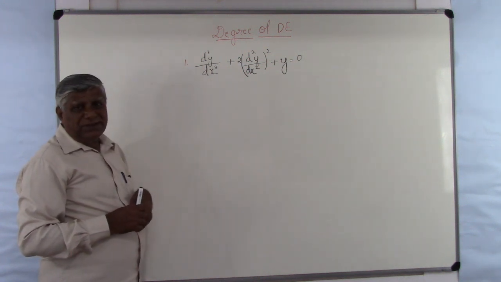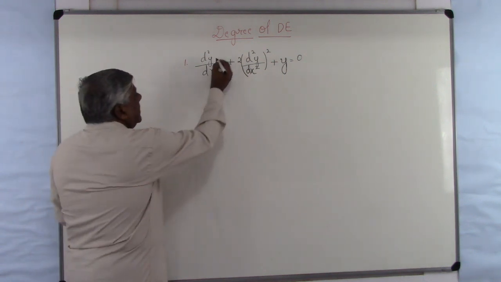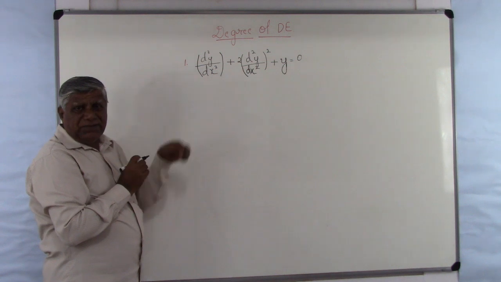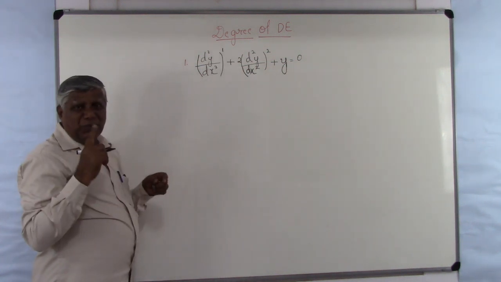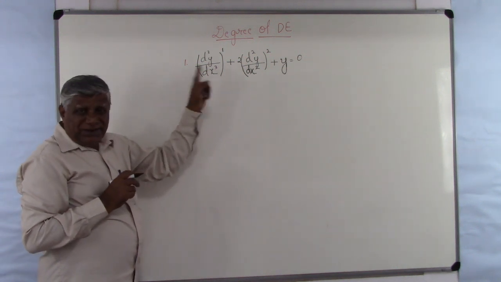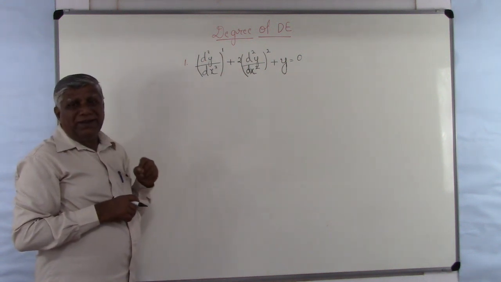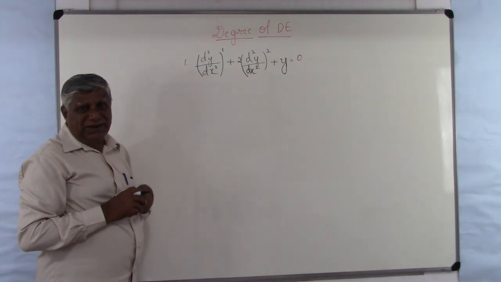As such, can you say what the highest derivative is? You can see here, the highest derivative is this. The power to which it is raised is 1. Therefore, the degree of the differential equation is equal to 1. That is how the degree of a differential equation is defined.